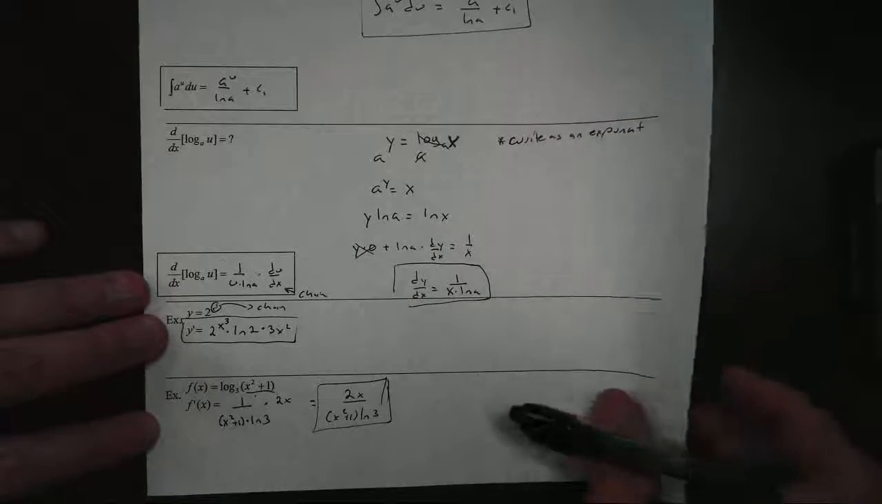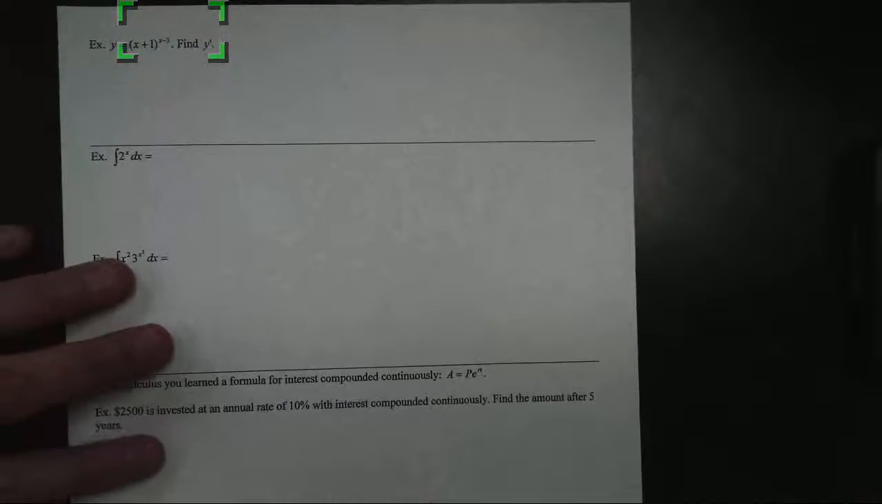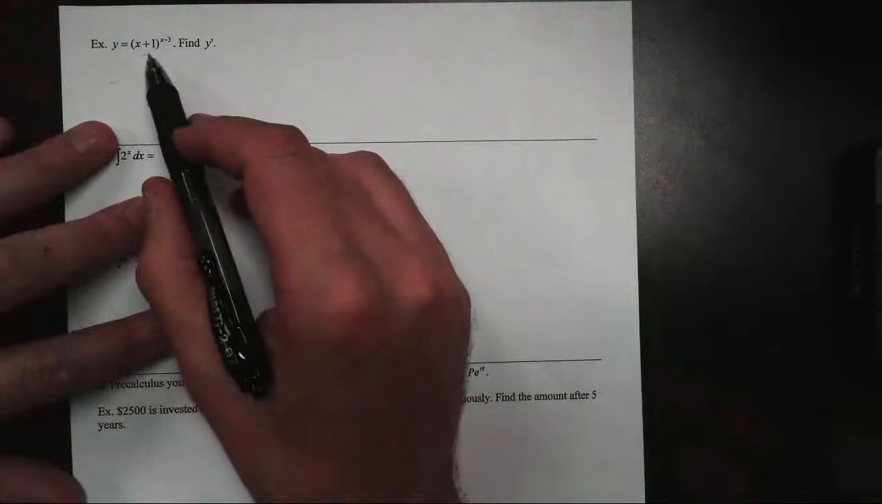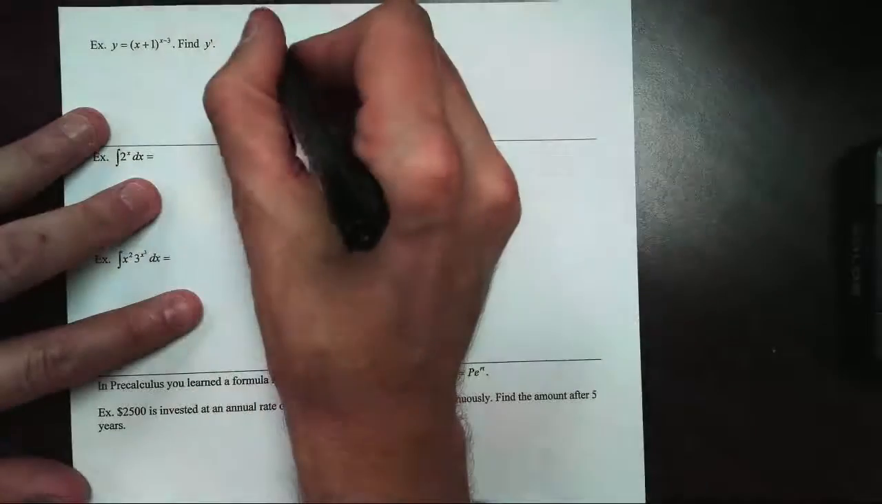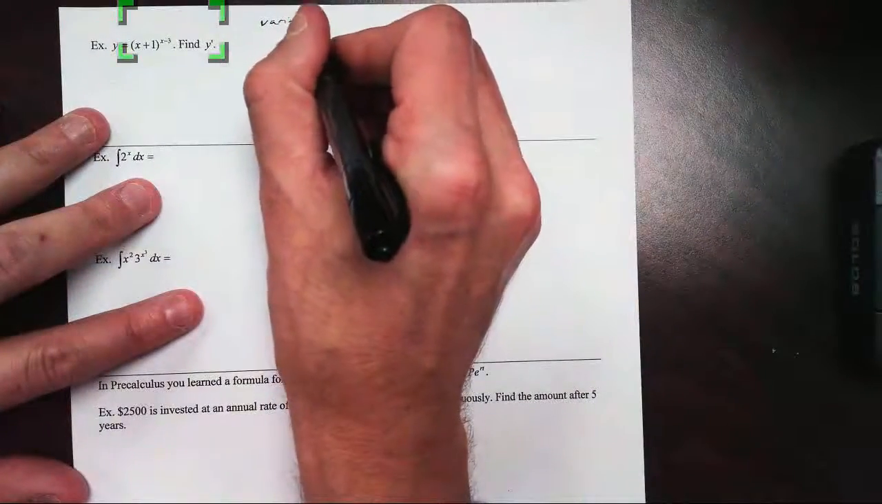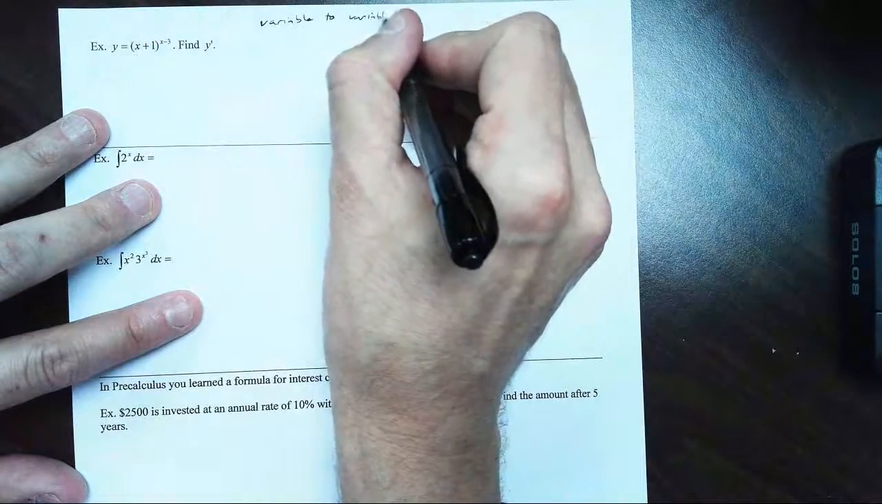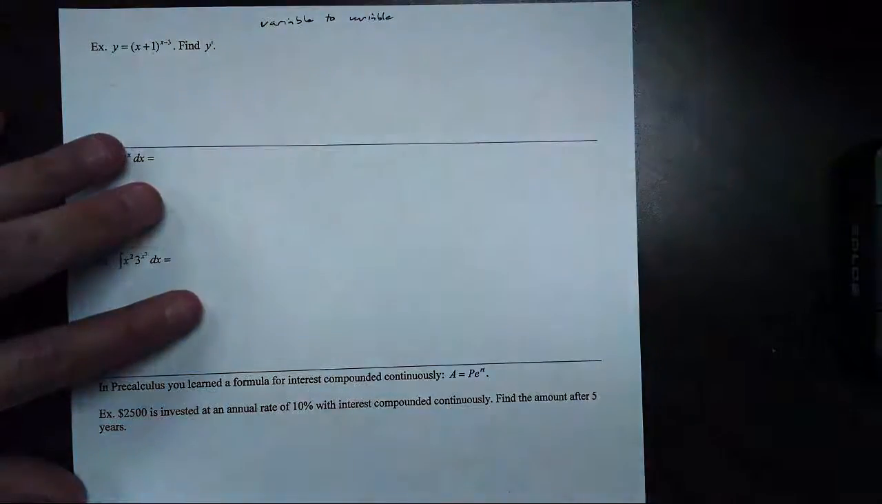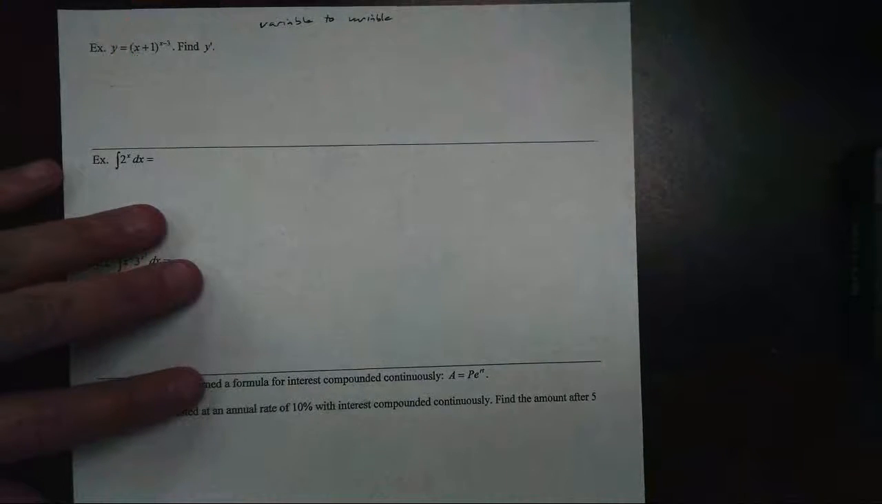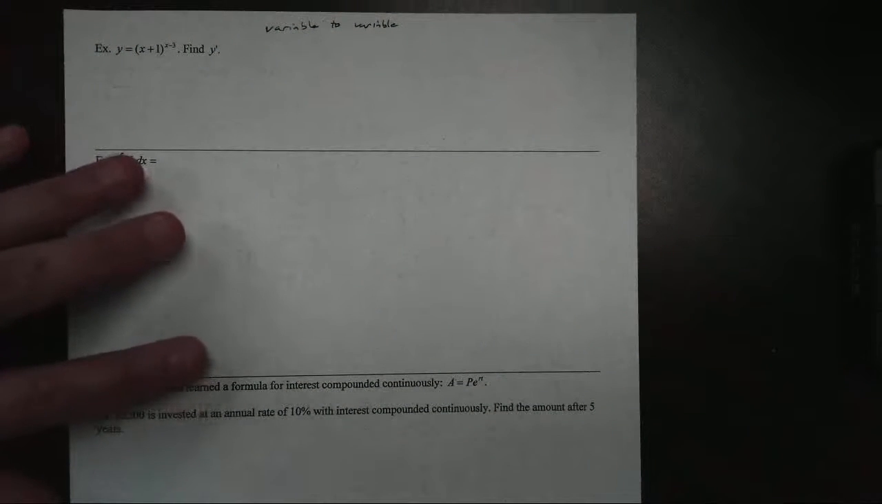Now let's take a look at a slightly harder one. Now if you notice here, we have y equals x plus 1 to the x minus 3. This is a variable to a variable. This is a lot harder than it looks. It's not a power rule. It's not a chain rule. It's not a product rule. It's not a quotient rule. So this is a weird one.